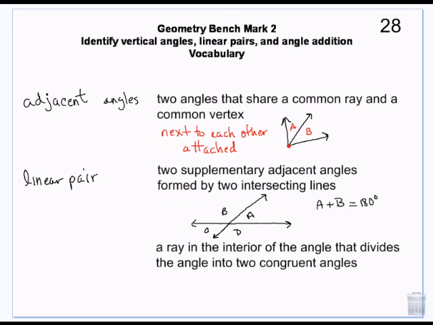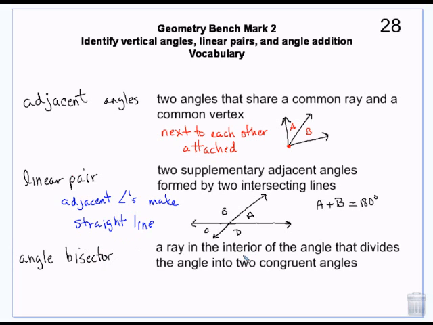Okay, so you can write that. You can write adjacent angles, and they make a straight line. Okay. And then finally we have an angle bisector.